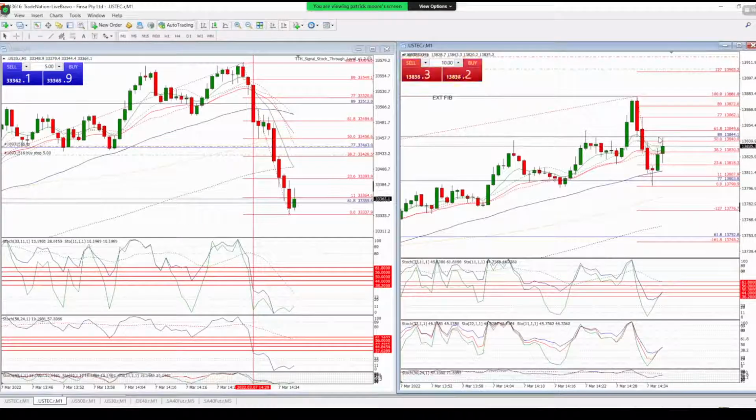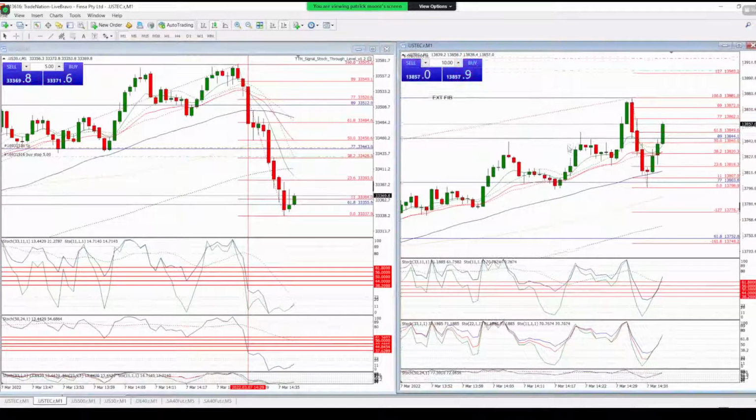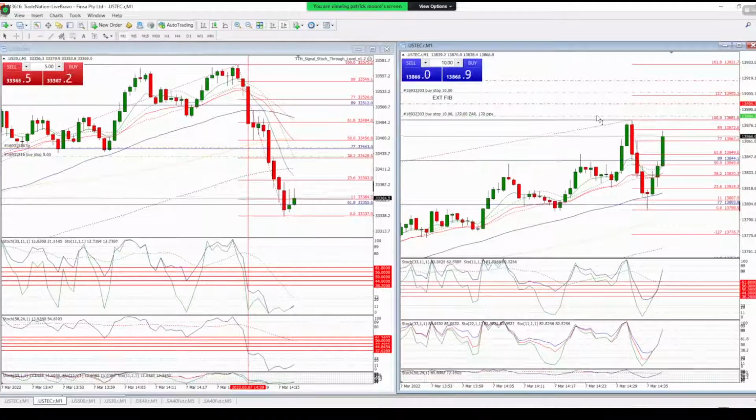Resistance on US tech now, the 89 of the 1 minute grid. Support the 77. 5 minute trend on both markets is still up, so this does qualify for a trend chaser up at the top. I'm taking it away, I'm not putting it in.